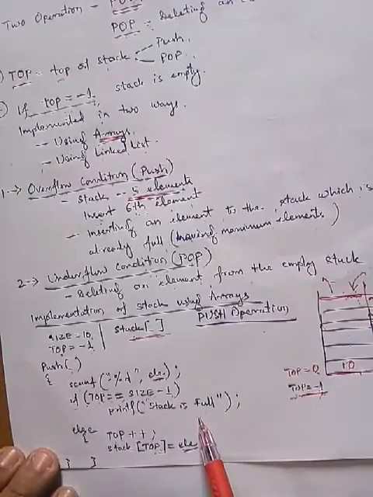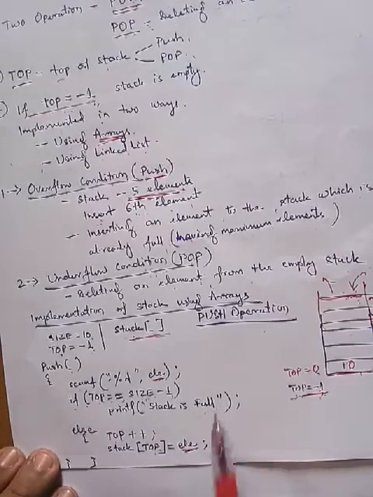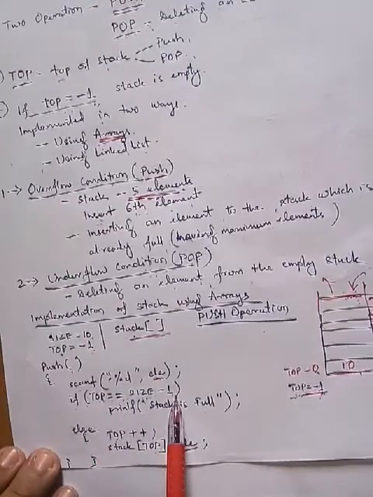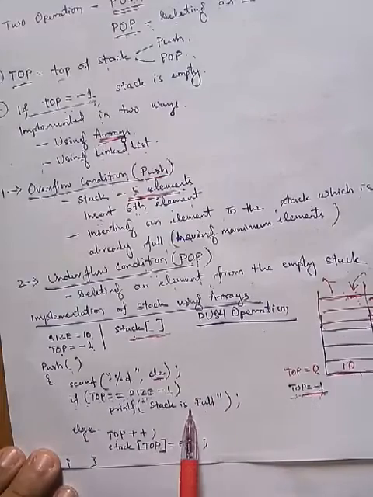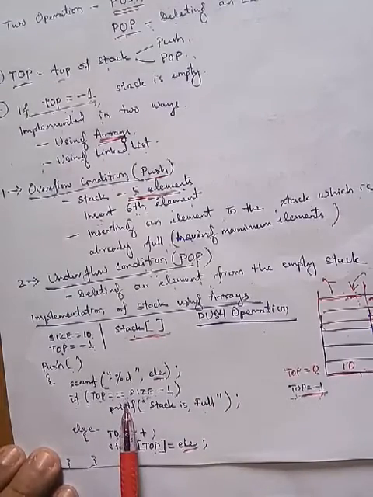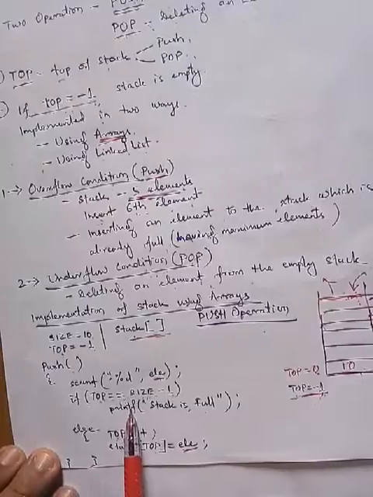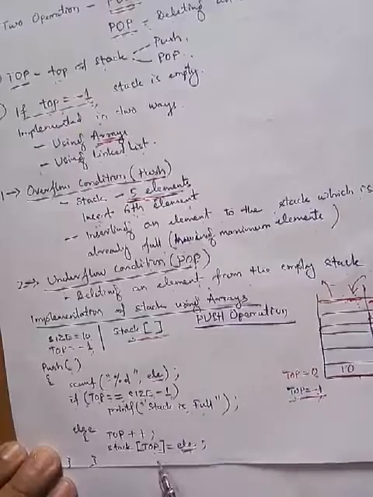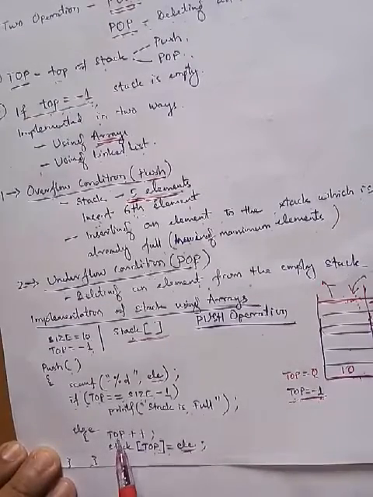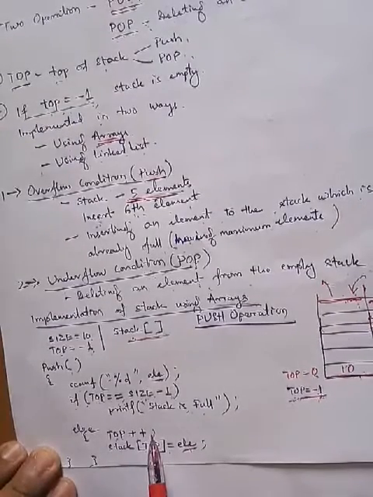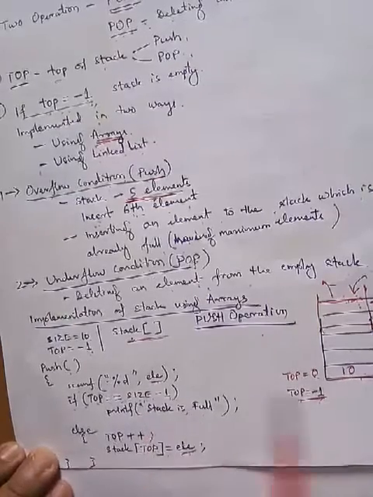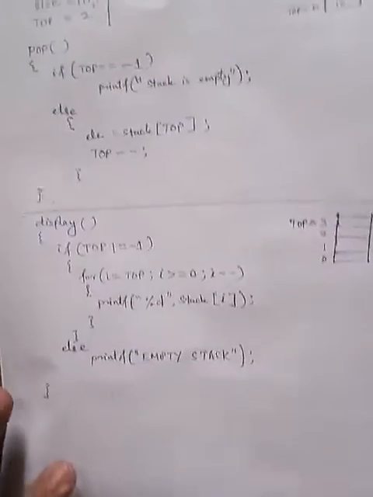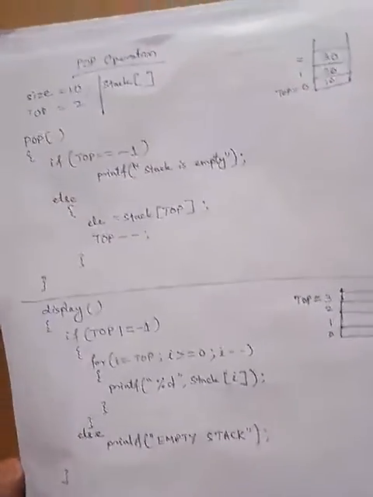So for push operation, you need to check the overflow condition. If top is equal to size minus 1, that means the stack is full. If the stack is full, then you cannot insert a new element to the stack. So this must be remembered. Otherwise you can insert a new element. Before inserting a new element, the top value should be incremented first. So this is the push operation. Now the next one is pop operation.